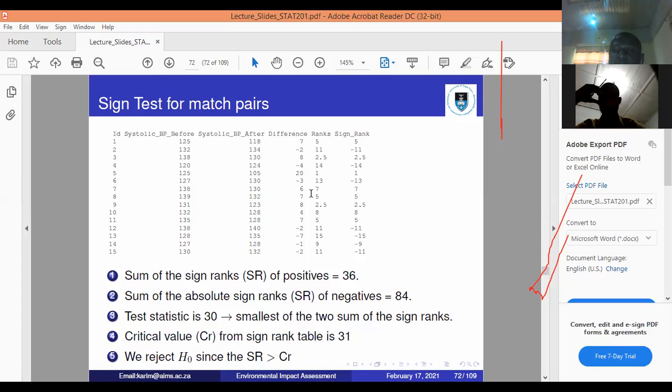The next highest value is what? 8, isn't it? But the 8s are two. We have 8 here and another 8 here. So we are going to add position 2 and position 3 and divide by 2. If we do that, we'll get 2.5. So 8 here will have 2.5 rank, and 8 here will have 2.5 rank.